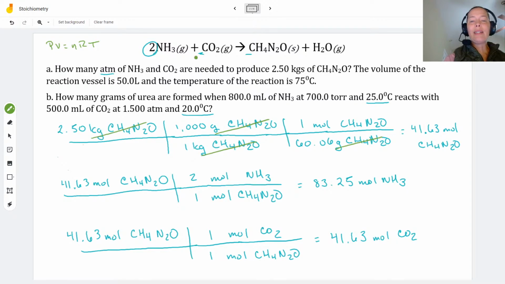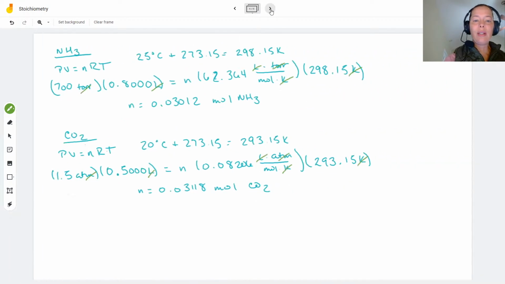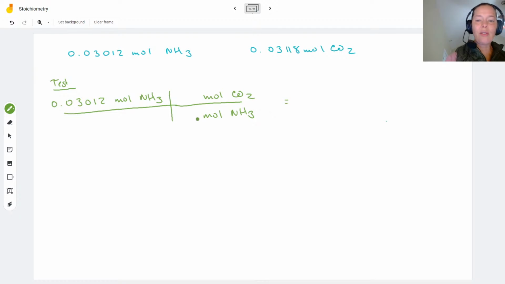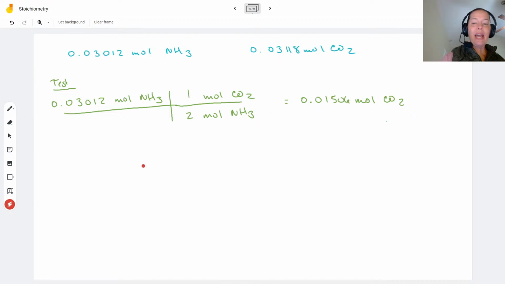Ammonia to carbon dioxide is a 2-to-1 ratio. All right, so 2 moles of ammonia to 1 mole of carbon dioxide. So I get 0.01506 moles of carbon dioxide. So if I'm going to use all of my ammonia, I need to have at least 0.015 moles of carbon dioxide. Okay, how much do I have?